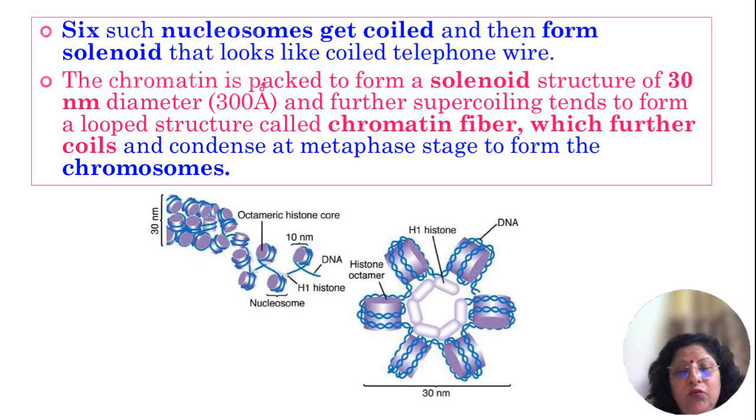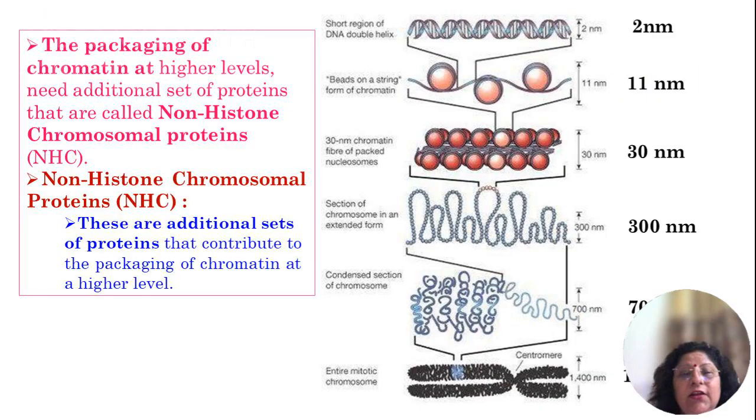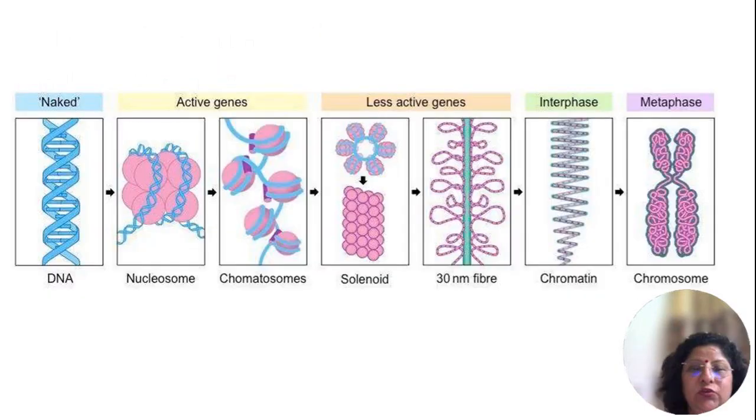Nucleosomes coil to form a solenoid structure, which further supercoils to form chromatin fibers. These fibers condense at metaphase to form chromosomes. The packaging of chromatin at higher levels requires additional proteins called non-histone chromosomal proteins, NHC, which contribute to the organization of chromatin. DNA packaging progresses from naked DNA to nucleosomes, chromatosomes, solenoids, 30 nanometer fibers, and finally to chromosomes during cell division.